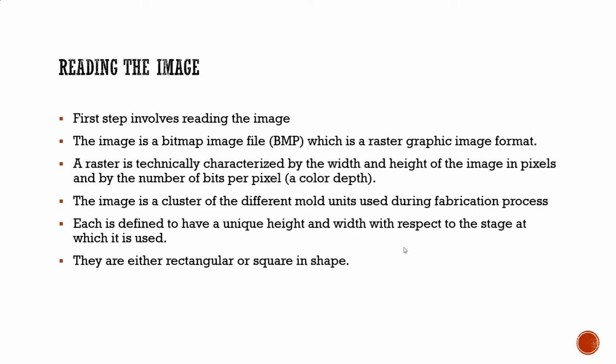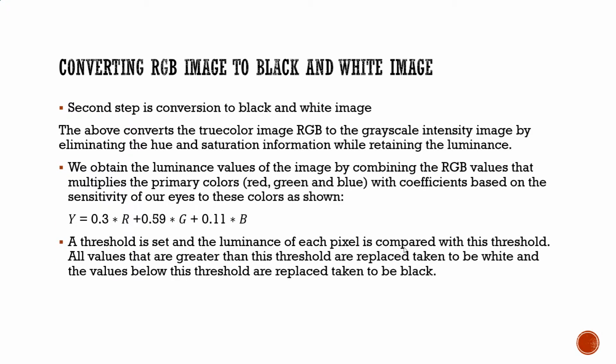They could be either rectangular or square in shape. Now, converting the RGB to black and white involves extracting the luminescence of the RGB colors. This is done because we eliminate the saturation and hue information of the intended RGB pixels. A threshold is then set and the luminescence of each pixel is compared with this threshold. All values that are greater than this threshold are taken to be white, and those which are below this threshold are taken to be black.